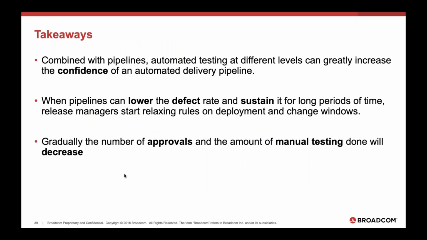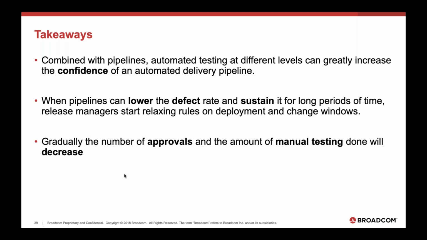So the takeaways here: combined with pipelines, automated testing at all these levels can really increase the confidence that you have in an automated delivery pipeline. Without this testing, an automated delivery pipeline isn't all that valuable. To gain confidence in it, you have to combine these continuous integration and delivery pipelines with a strong, robust set of automated tests. When these pipelines lower the defect rate, and actually are able to sustain it for a long period of time, that's when your release managers will start relaxing their rules on deployment and change windows.